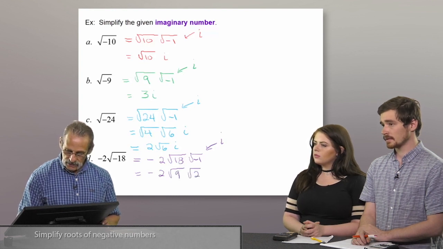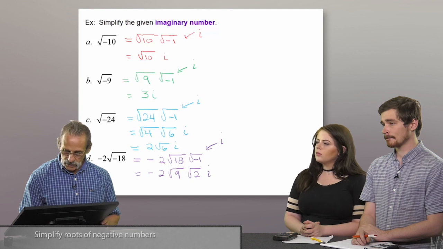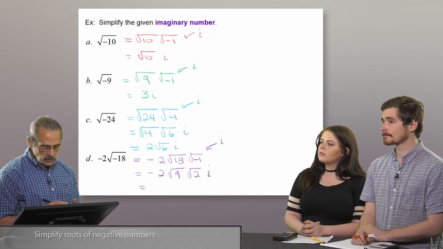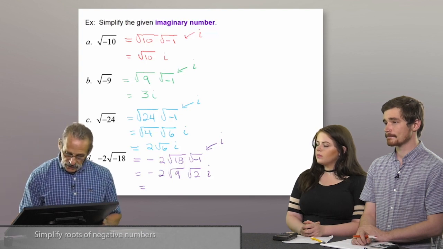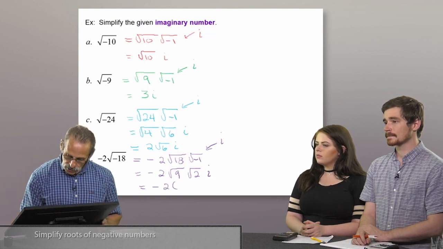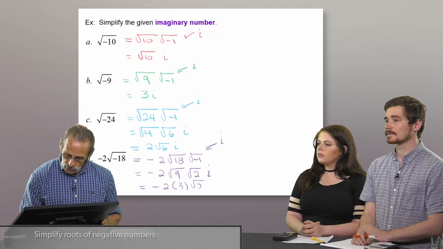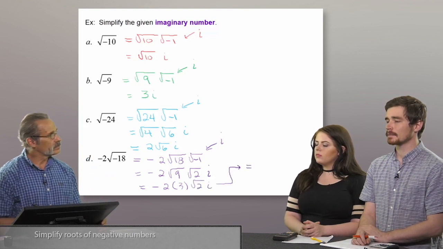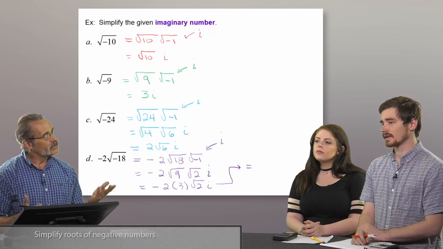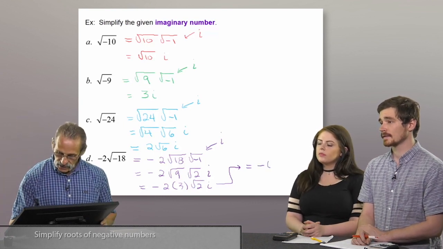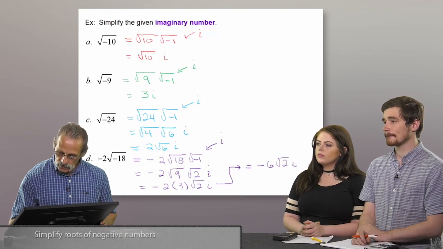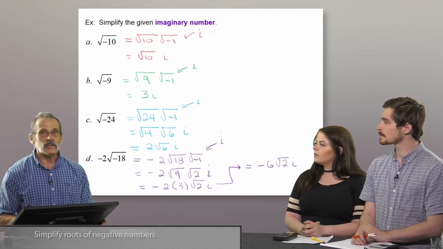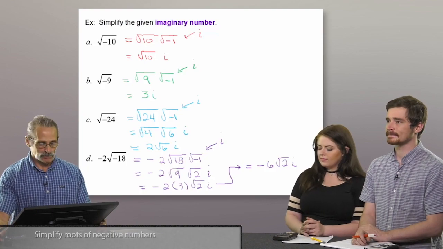Very good. And then the square root of negative 1 you've already told me is i. Right. What is the square root of 9? 3. So it looks like now I have negative 2 times 3 times the square root of 2i. Do you see anything else I can do? Multiply the negative 2 and the 3 to get negative 6. Very good. So I get negative 6 times the square root of what? Square root of 2, times i. Thank you.